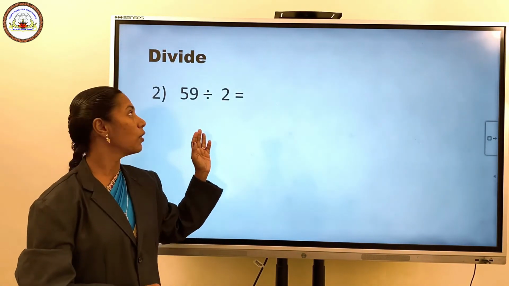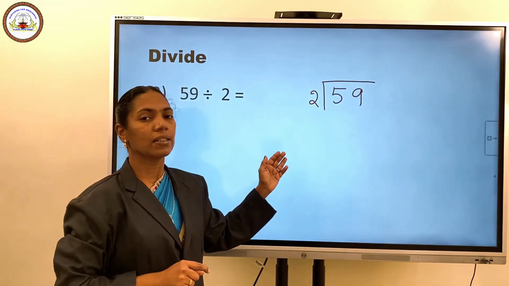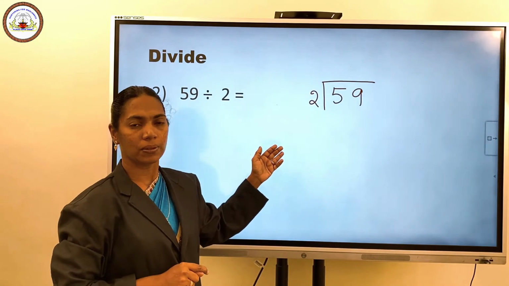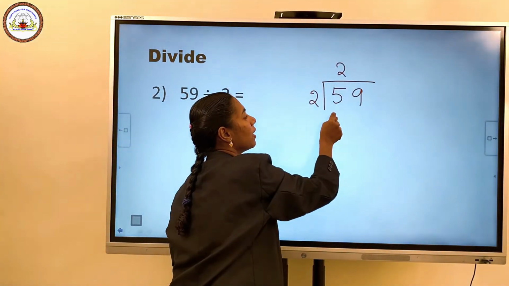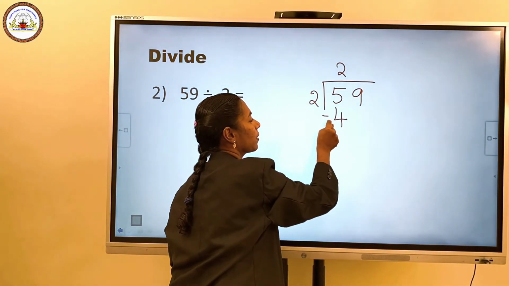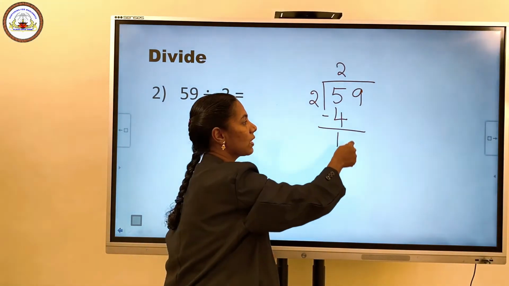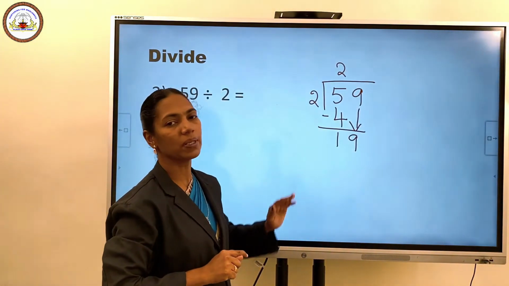Second question is 59 divided by 2. Take first digit 5. In 5, how many tens are there? 2? Yes, 2 tens. 2 2s are 4. 5 minus 4, 1. Now bring down next digit. 19.